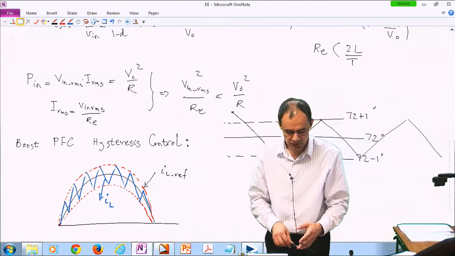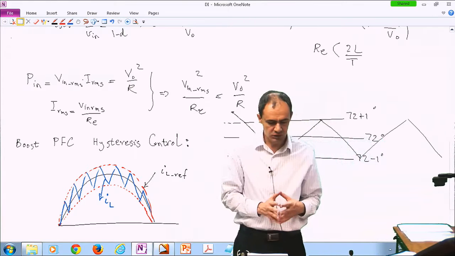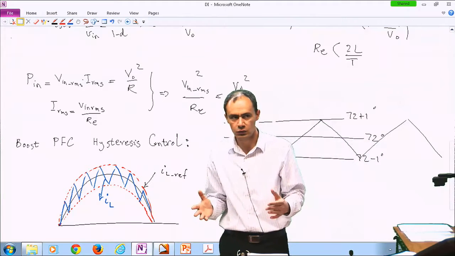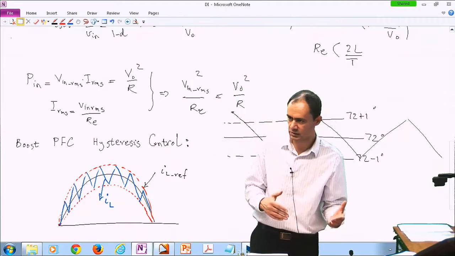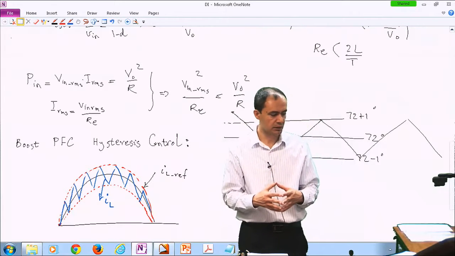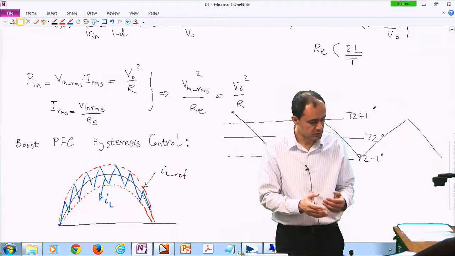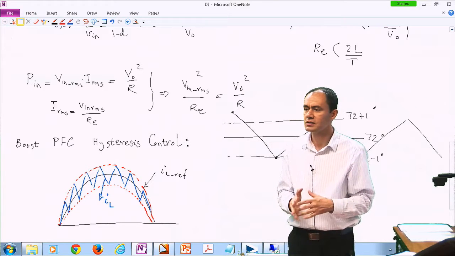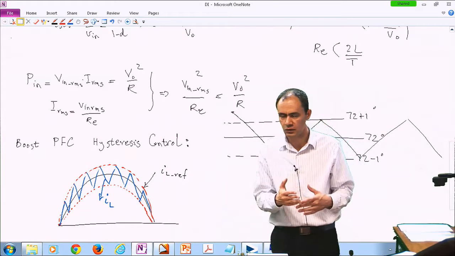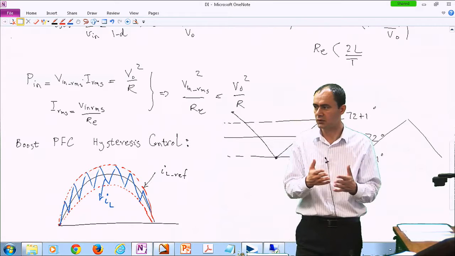There are advantages and disadvantages. For instance, you don't need the external ramp anymore. You don't have to worry about subharmonic oscillations anymore. You are still operating under continuous conduction mode, which is good. But at the same time, the switching frequency is variable now. We don't have a constant turn on, turn off kind of a mechanism.